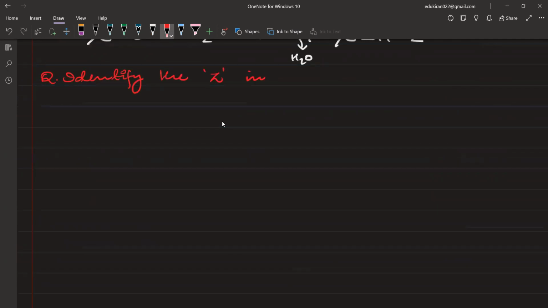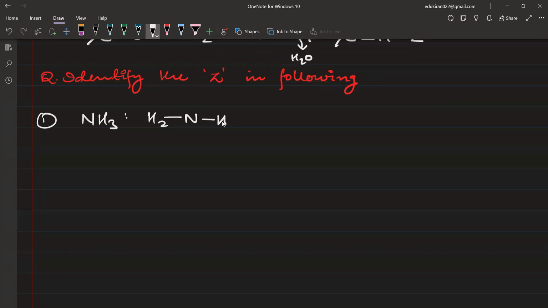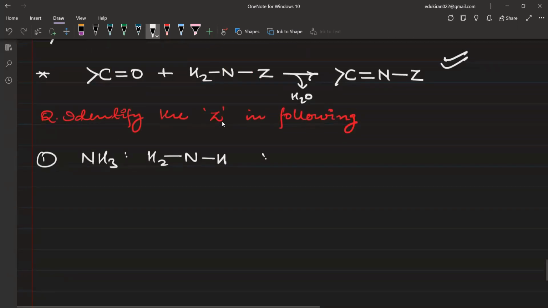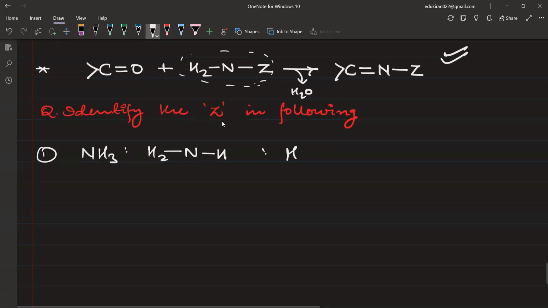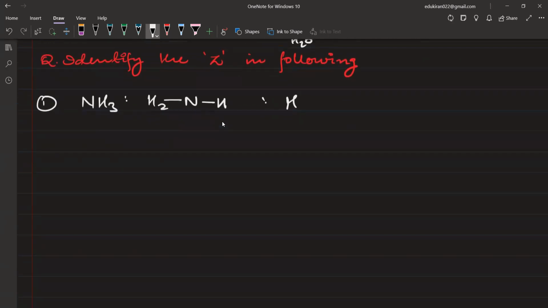Identify the Z in the following. See, if you have NH3, in what form do you first have to write NH3? You have H2N and then H. So what is the Z here? Tell me, guys. What is the Z in this case? Look, compare it to this. So what do you have to remove from everything? You remove only the NH2, okay? So you remove the NH2 and whatever is remaining, the H, is Z.